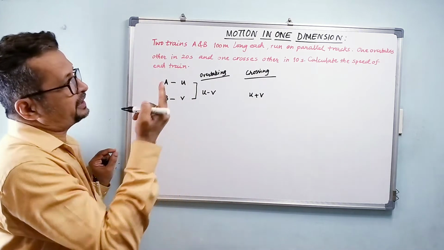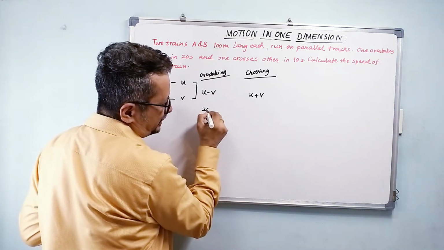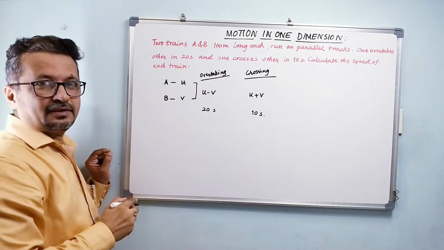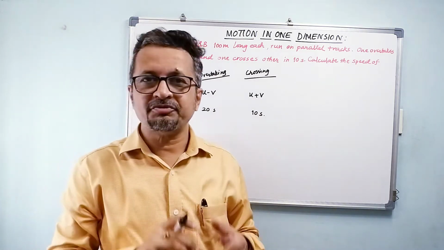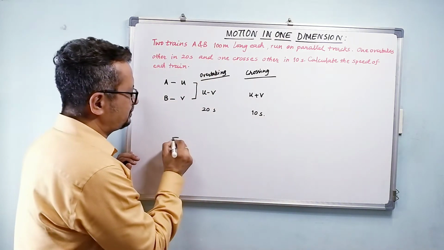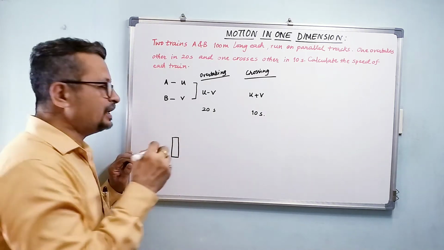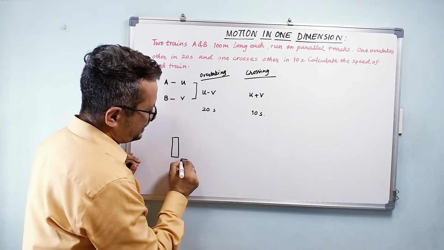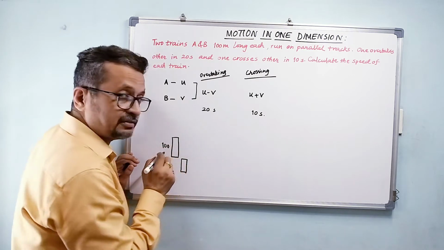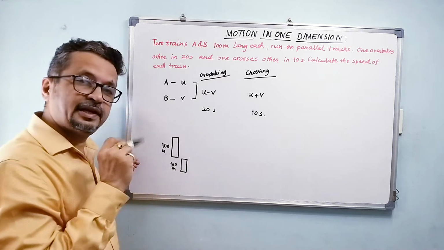Now what is given there? They say that overtaking happens in 20 seconds. Time taken is 20 seconds and here it is 10 seconds. Now what is the distance? One train overtakes the second. Now let us just put it over here. This is my first train and the second train has to completely overtake the first train. My second train is here. Now this distance is 100 meters, the length of the first one, and 100 meters is the length of the second.